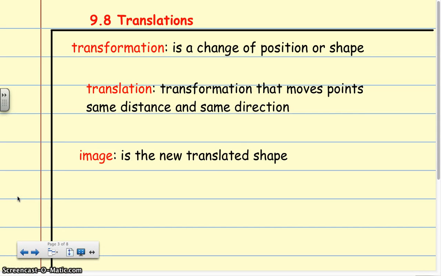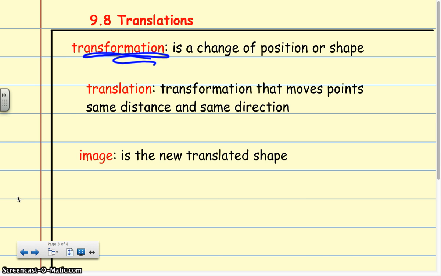Right, in 9.8, this next section for our geometry unit, we're going to talk about translations. Translation means you're translating, you are changing, you are making a transformation. And what a transformation is, it's a change of position or shape. So you're the same thing, you just moved. Okay? I'm transforming myself if I go over here. I transformed. I moved from one spot to another.